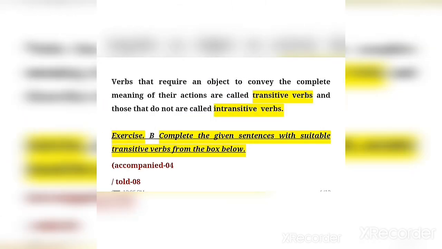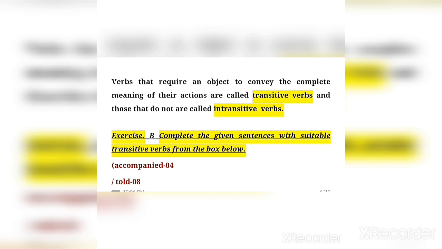Now let us move to the next. Here you can see that verbs that require an object to convey the complete meaning of their action are called transitive verbs, and those that do not require any object to complete their meaning are called intransitive verbs. So by solving exercise A, I hope it is very clear to you how to identify what is a transitive and what is an intransitive verb. Now let's go further.